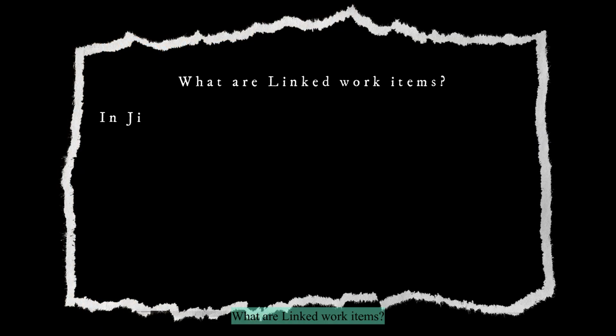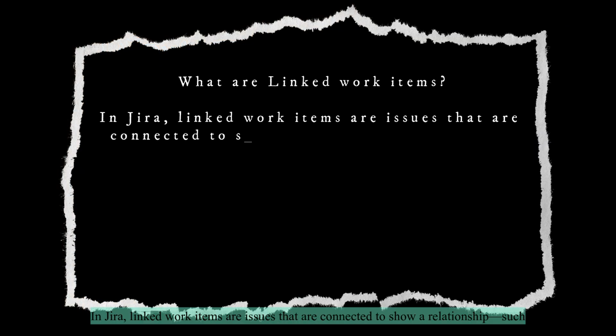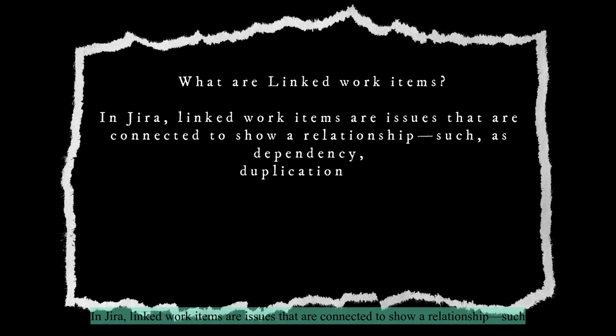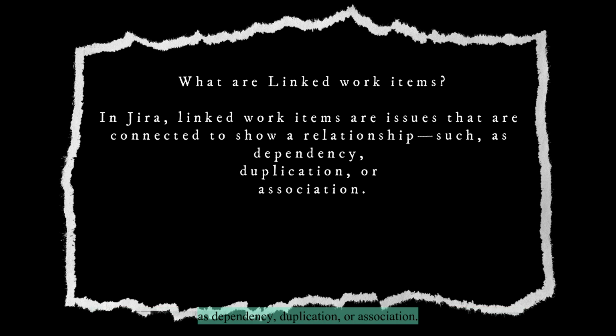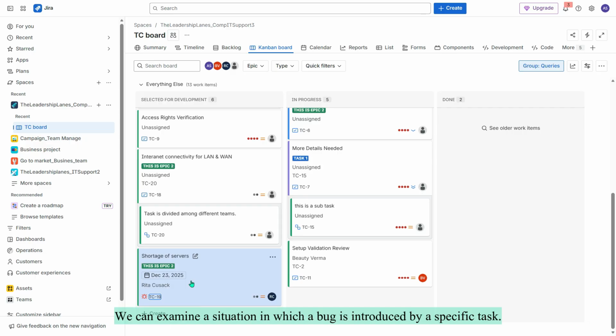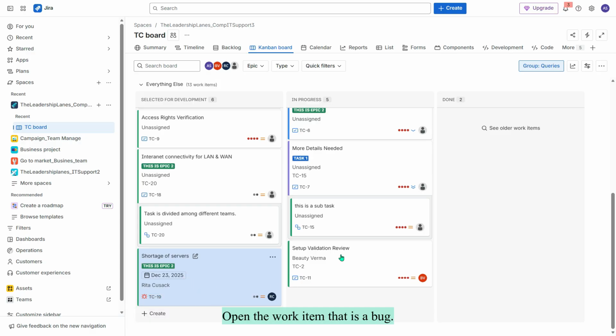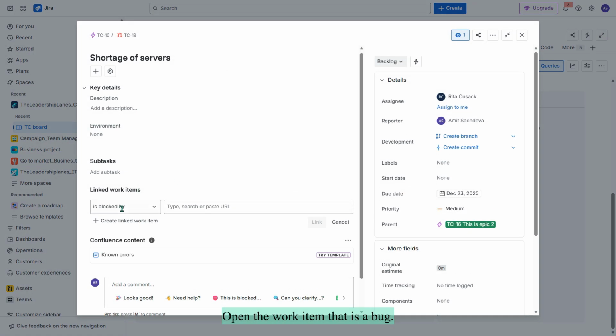What are linked work items? In Jira, linked work items are issues that are connected to show a relationship, such as dependency, duplication, or association. We can examine a situation in which a bug is introduced by a specific task. Let's go over this using an example. Open the work item that is a bug.